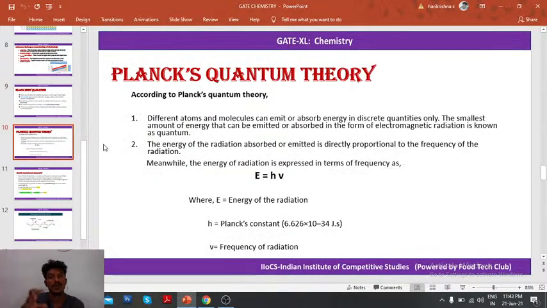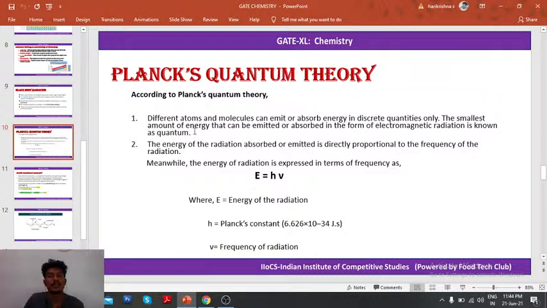Then, by knowing what a black body and black body radiation are, we'll be able to know what Planck's quantum hypothesis is. Planck's quantum hypothesis, or Planck's quantum theory, explains two important things. That is, different atoms and molecules can emit or absorb energy in discrete quantities only. Different molecules and atoms will emit different types of energy, in discrete quantities only.